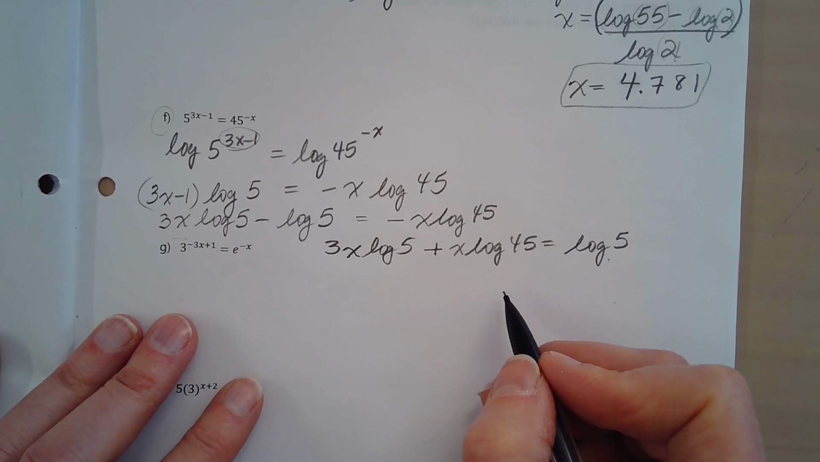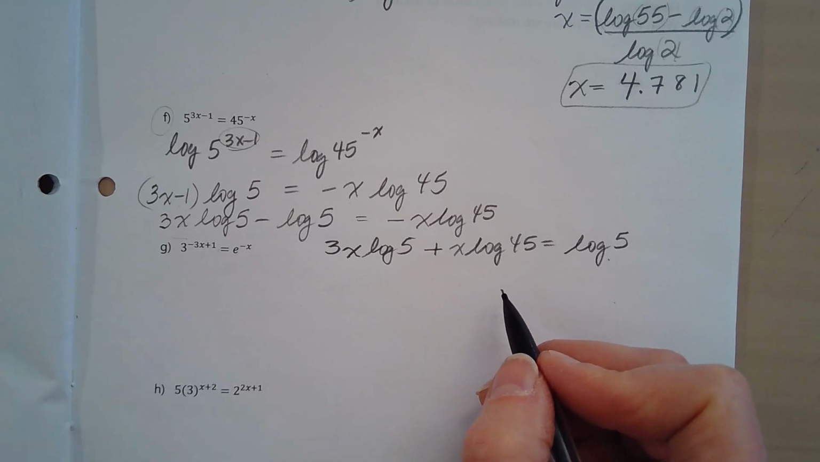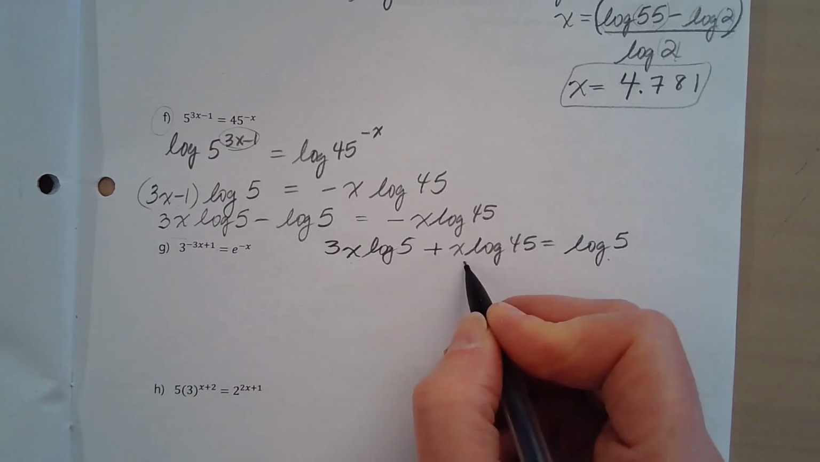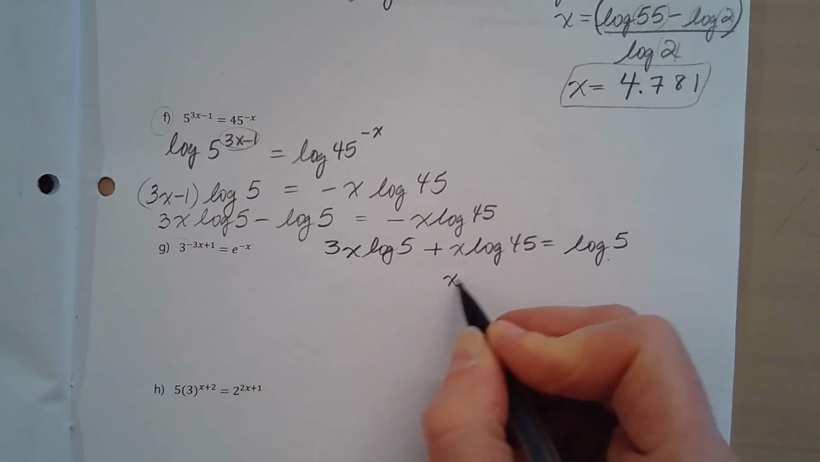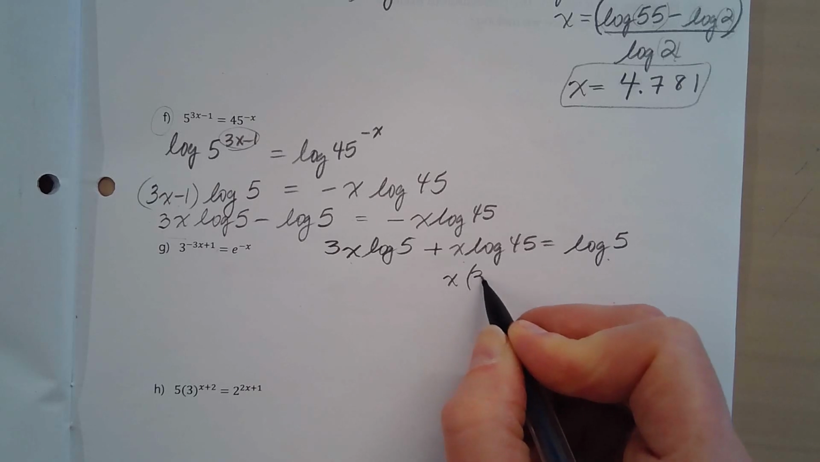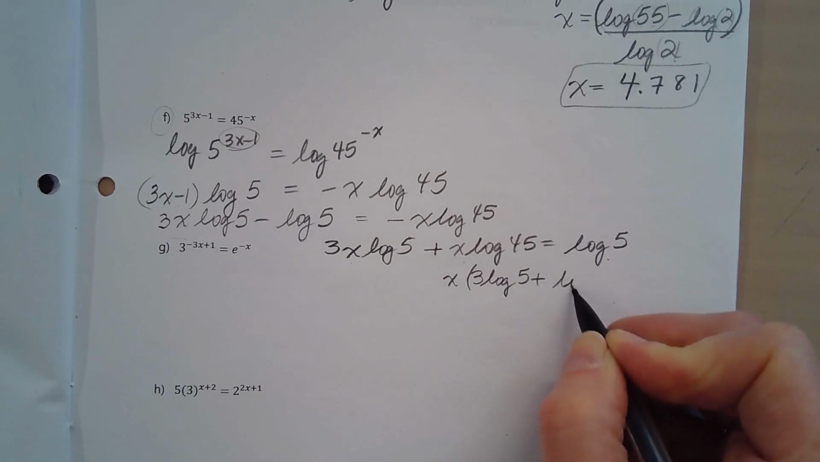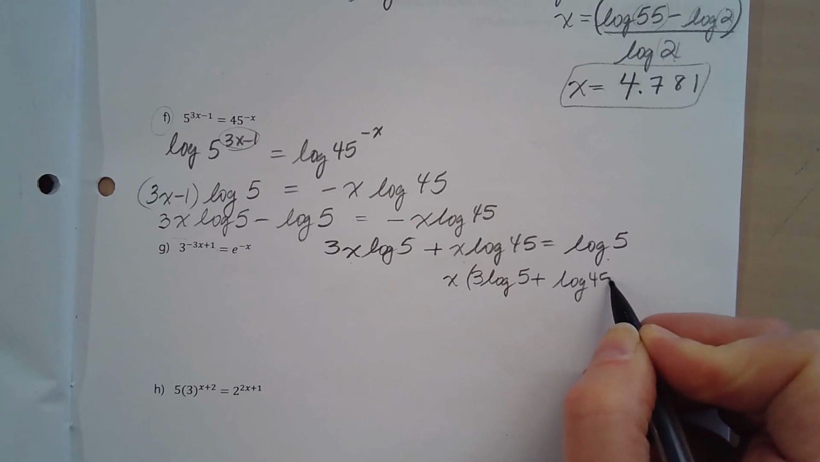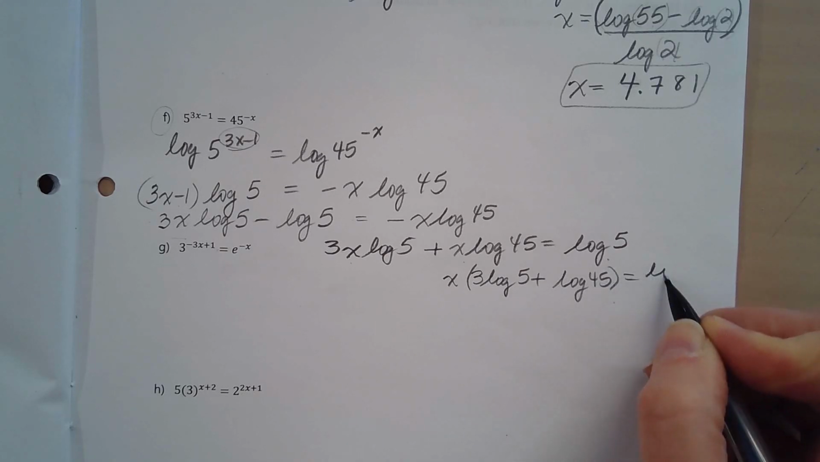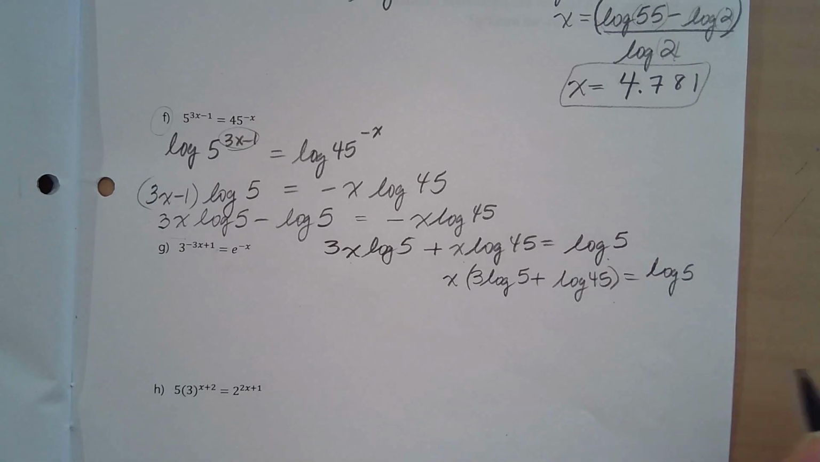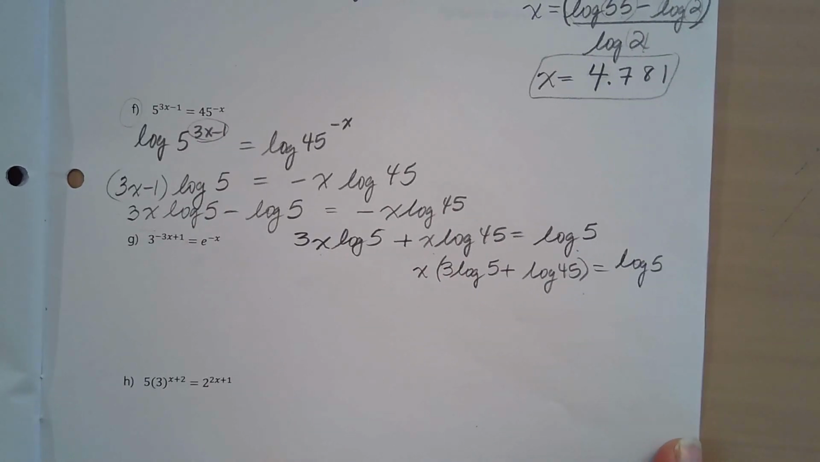Because then what I can do is I can factor my x out, right? That's the only guy I really want right now. I want to isolate him, so if I factor him out, that will give me 3 log 5 plus log 45 equals log 5. If you were doing a different strategy, continue on with your strategy. As long as we get the same answers in the end, it's fine.